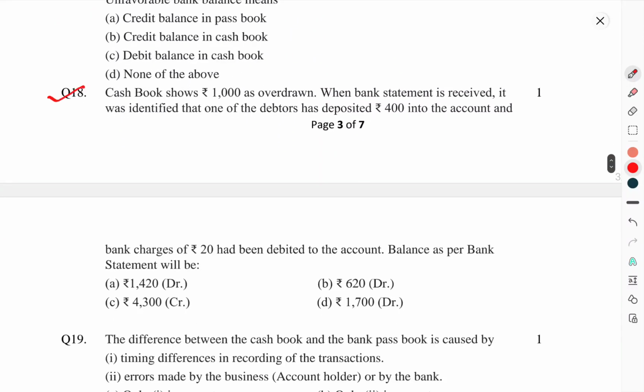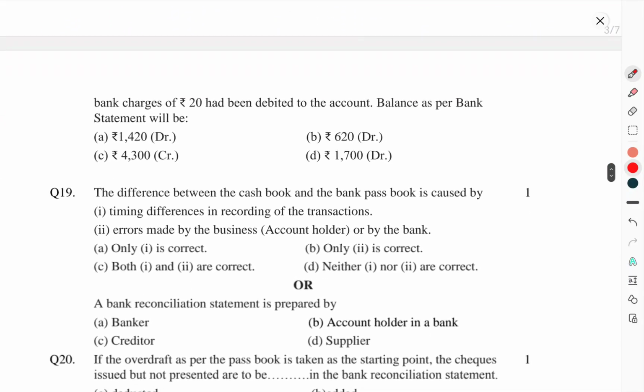Cash book shows 1,000 as overdrawn. When the bank statement is received, it was identified that one of the debtors has deposited 400 into the account and bank charges of 20 rupees had been debited into the account. Balance as per the bank statement will be.